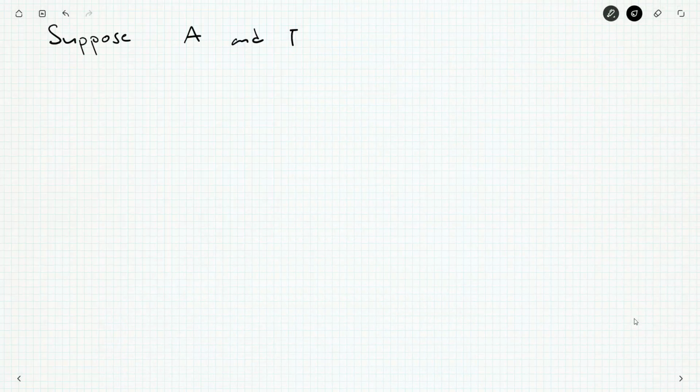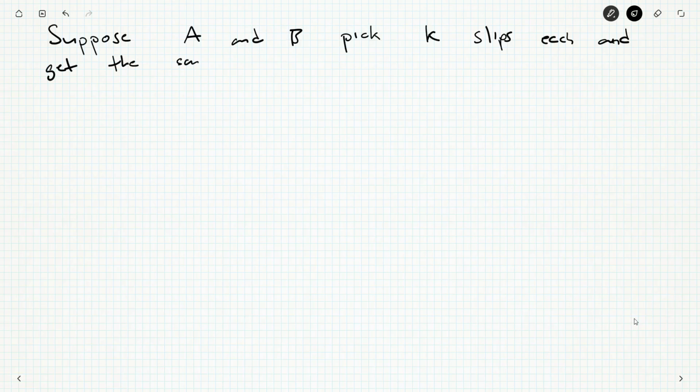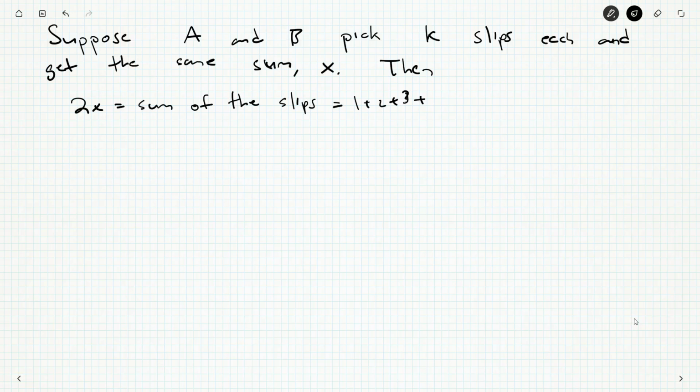So, suppose A and B pick k slips each and get the same sum, and again, I'm going to call it x. Then 2x equals the sum of the slips, which is 1 plus 2 plus 3 plus 4 all the way up to plus n, or plus 2k. I'm going to leave it as n right now, but maybe I'll need to use 2k to help me figure out how exactly to split it up into k slips. Okay.